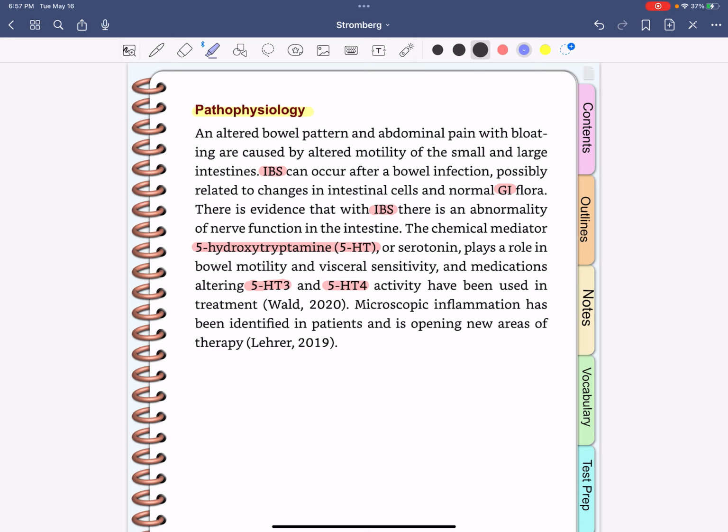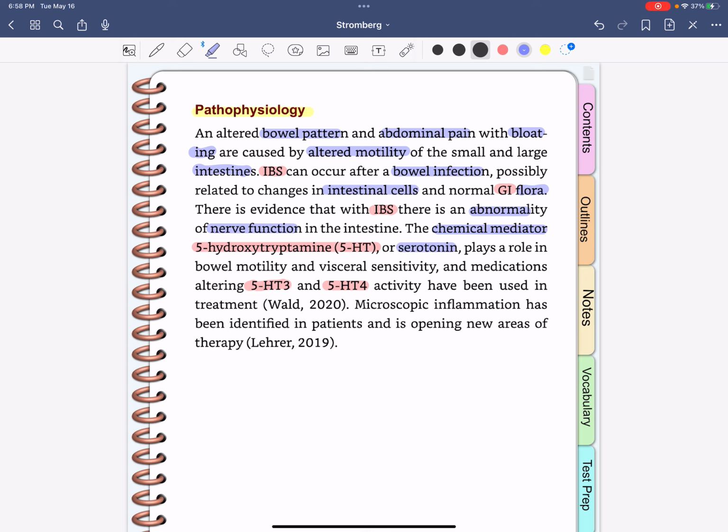So I see bowel pattern, abdominal pain, bloating, altered motility. We'll look at that word motility in just a minute. Intestines, bowel infection, intestinal cells, flora, abnormality of nerve function in the intestine. Then it talks about a chemical mediator, the word serotonin.